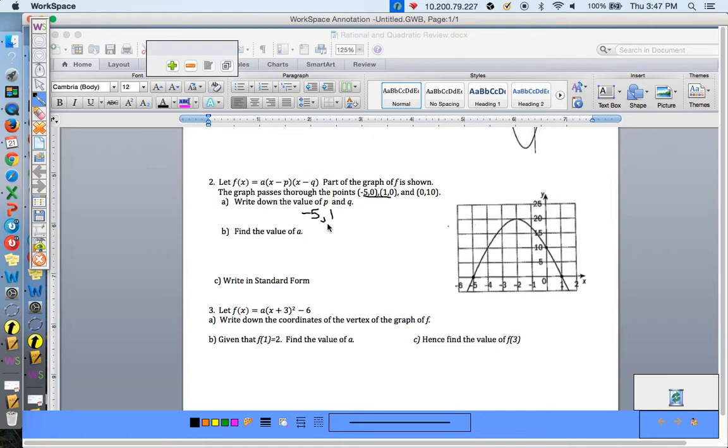Next, we have to find our a value. So let's start with a. We know y equals a, and in parentheses we'd have x plus 5 and x minus 1 because those are our intercepts. Now we can take this other coordinate and plug it in. 10 equals a. When y is 10, x is 0, so 0 plus 5, 0 minus 1. So we have 5 times negative 1, so we have 10 equals negative 5a. So a would be negative 2.